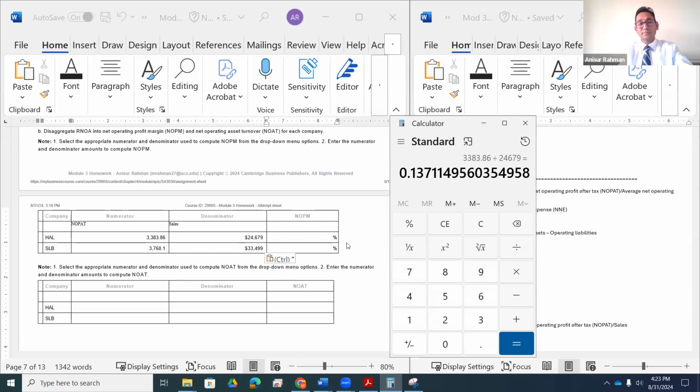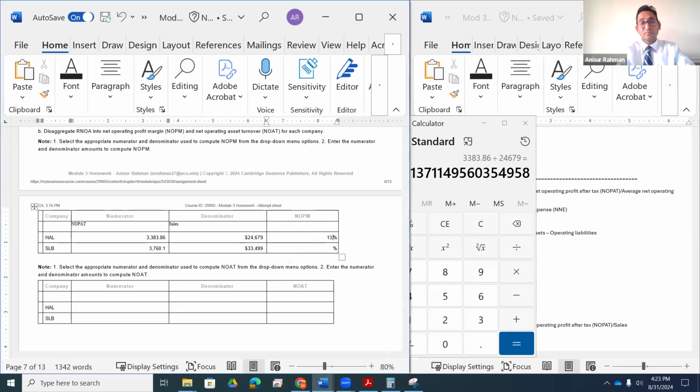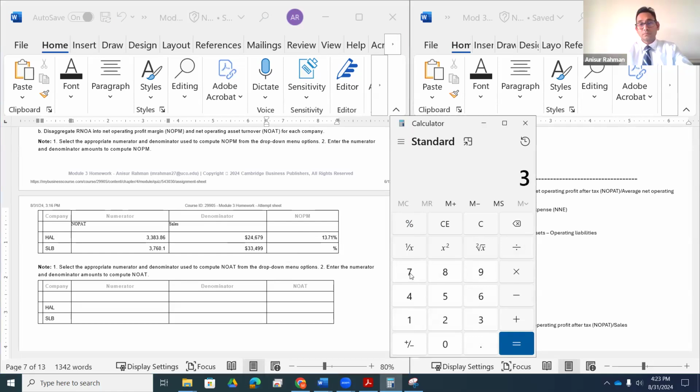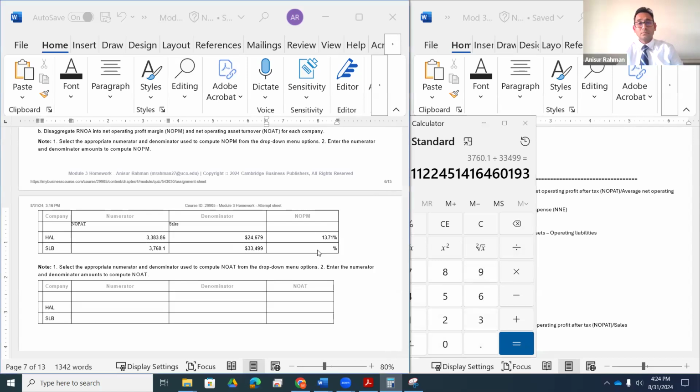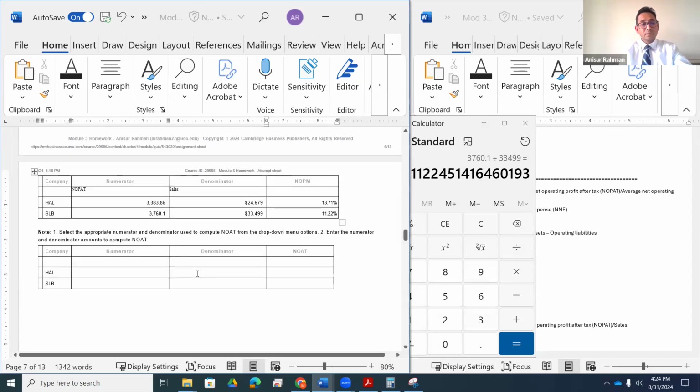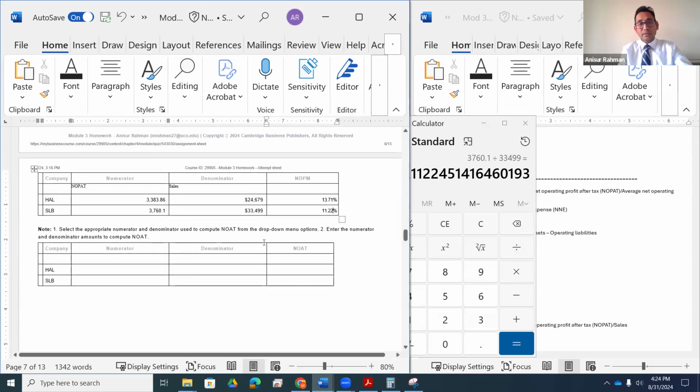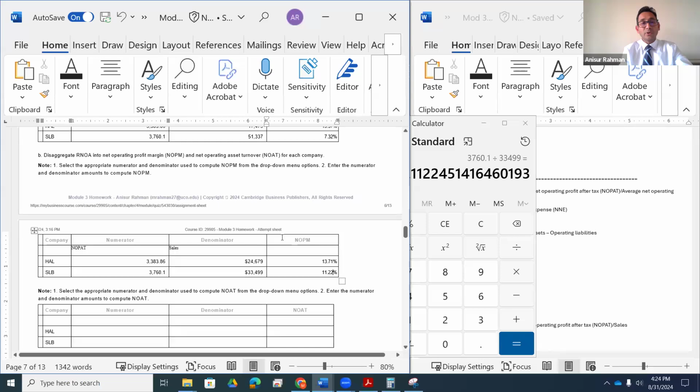So 13.71%. Next one. Eleven point 22%. Now we have to calculate NOAT, which is net operating asset turnover.